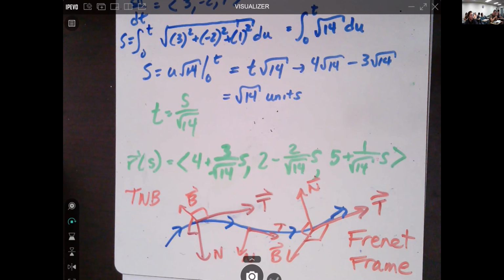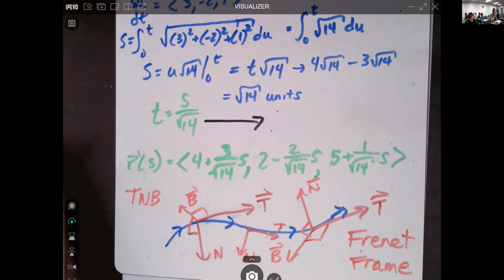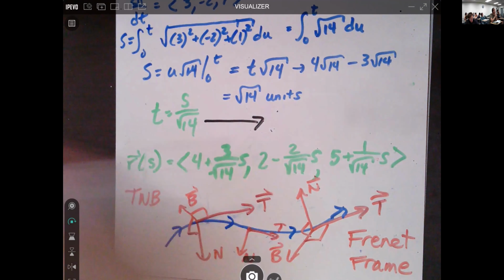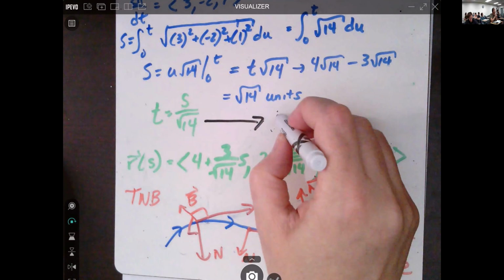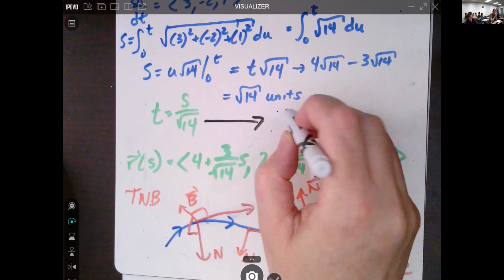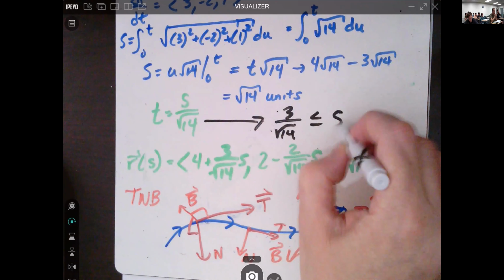We have to find a range for the domain for S for the parameterization, right? Yeah. What should we do? Walk me through it. I know you know how to do this, Eric. Plug in T into the T domain. That's for S, so 3 is less than or equal to S over root 14, which is less than or equal to 4.